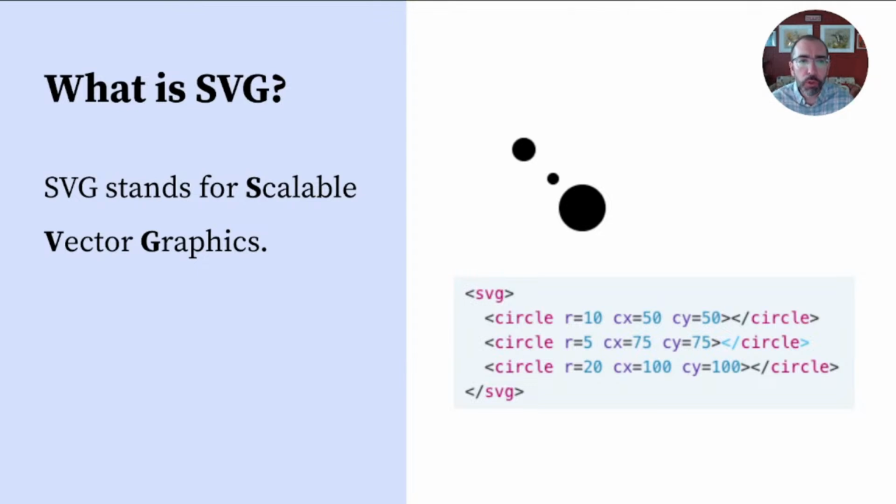So you'll see for the first one, the radius is 10. The next one, the radius is 5. And the last one, the radius is 20. They have different coordinates, which makes it go along this diagonal here.